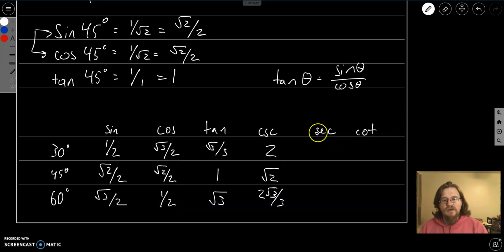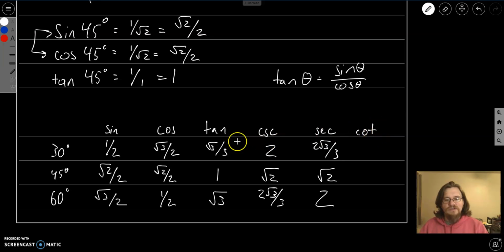1 over cosine, but also secant and cosecant are co-functions. So the cosecant of a 30 degree angle is going to be the secant of a 60 degree angle, because they are co-functions, and 30 and 60 are complementary. So then the same for secant of a 30 degree angle is going to be the same as the cosecant of a 60 degree angle. Also, 45 and 45 are complementary angles, so secant and cosecant are going to be the same.